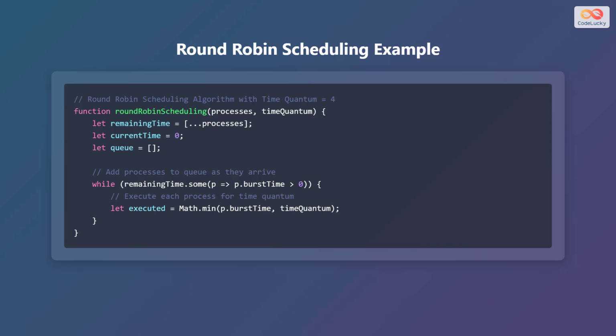Here is an example of how the round-robin scheduling algorithm could be implemented. This code showcases the core logic behind how processes are managed and executed within a defined time quantum. The function round-robin scheduling takes processes and a time quantum as input. It then cycles through the processes, allocating the CPU for the duration of the time quantum, or until the process completes its execution, ensuring fair distribution of CPU time.